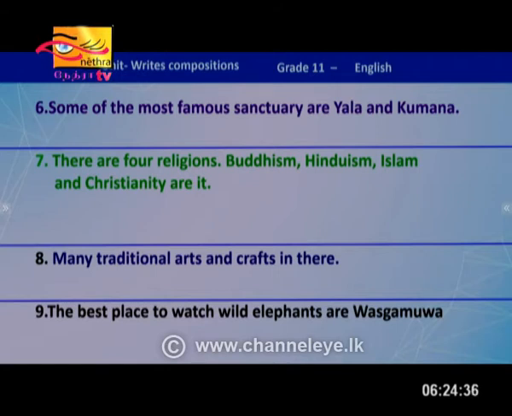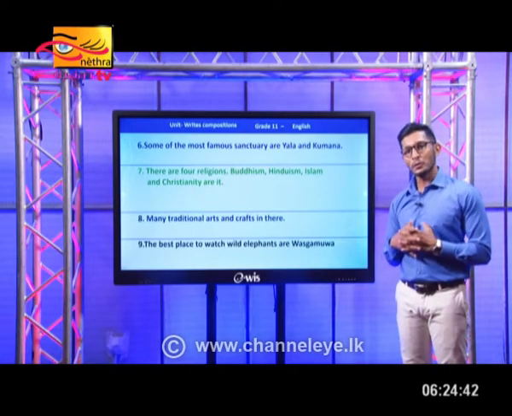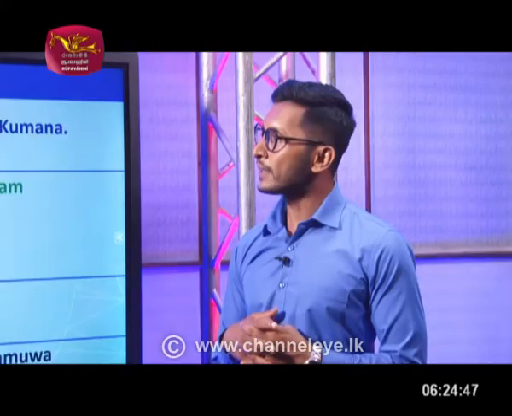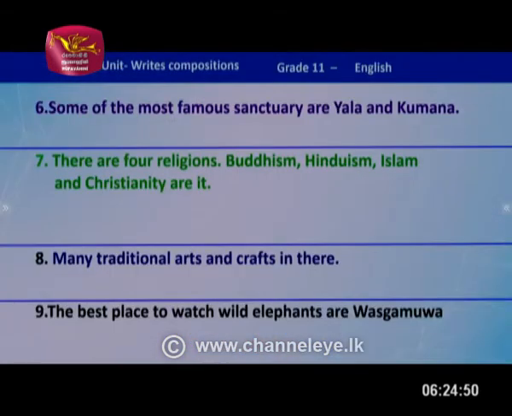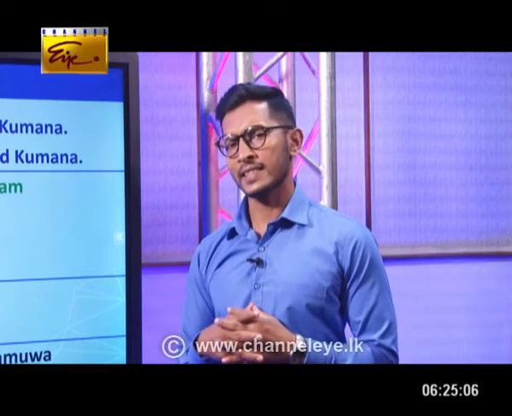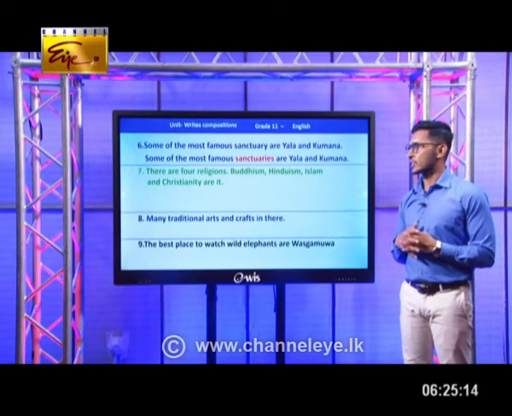Some of the most famous sanctuary. Can we write sanctuary there? No, it should be plural. I'm sure you know the answer. It's easy for you. So the answer should be, some of the most famous sanctuaries are Yala and Kumana. Seventh one, there are 4 religions, Buddhism, Hinduism, Islam and Christianity are it. What is that are it? Some students tend to write the sentences like this. It should be, they are Buddhism, Hinduism, Islam and Christianity.